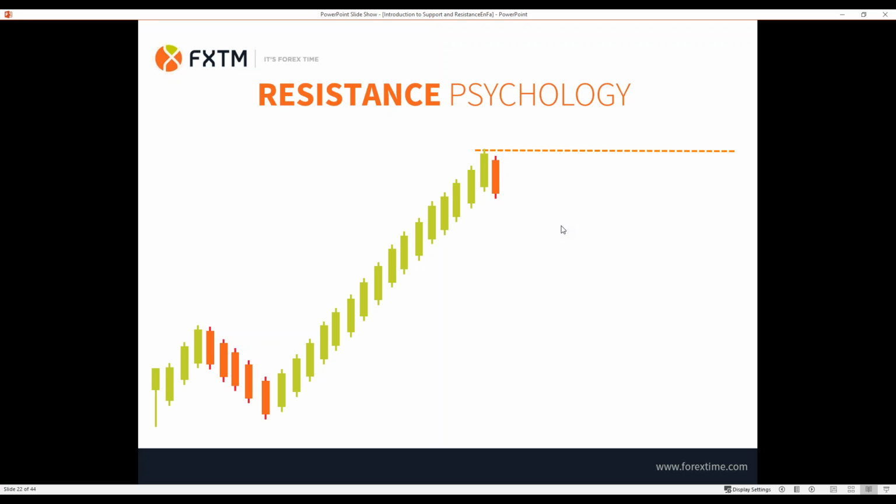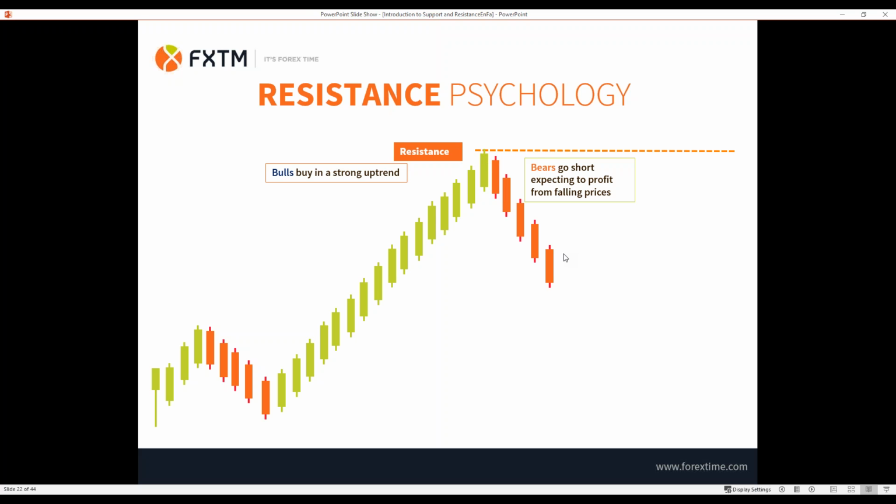All right. We go on, and now the bulls buy in a strong uptrend. During the uptrend, the bulls buy. The bears go short because of this resistance here. And the bears, of course, are very happy now because they make a profit.